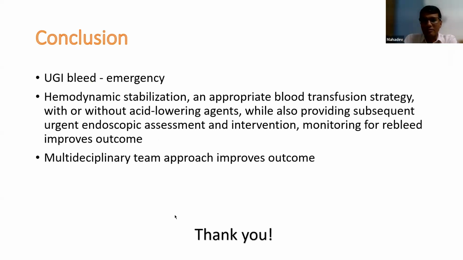So to conclude, I have covered all these things in a nutshell. Upper GI bleed is an emergency. So these patients have to be triaged early and admitted to ICU early. Hemodynamic stabilization, appropriate blood transfusion strategy with or without acid lowering agents, while also subsequently considering urgent endoscopic assessment and intervention, monitoring for rebleeding, all these improve the patient outcome.